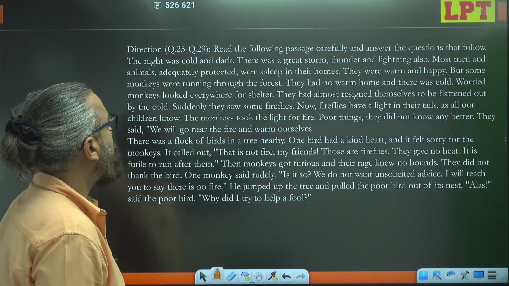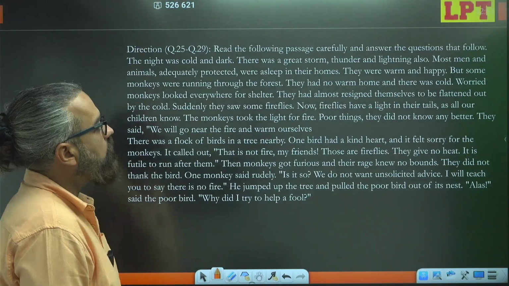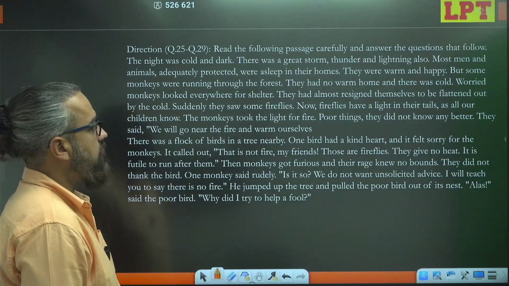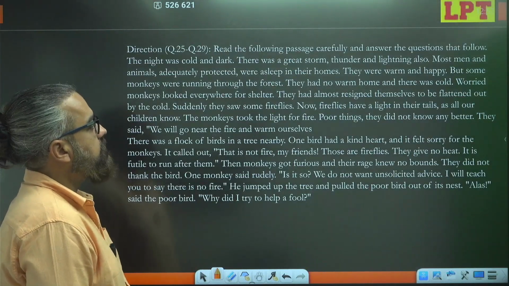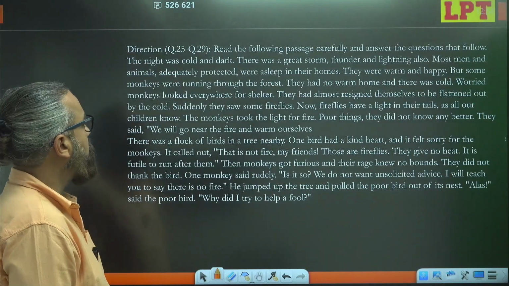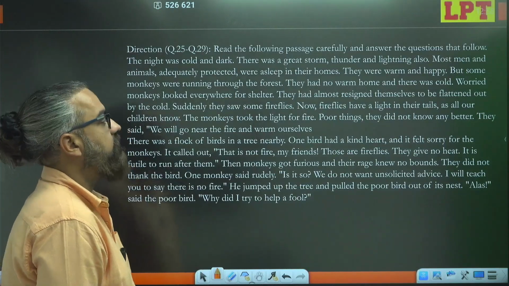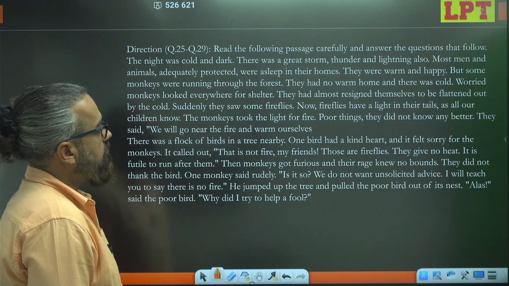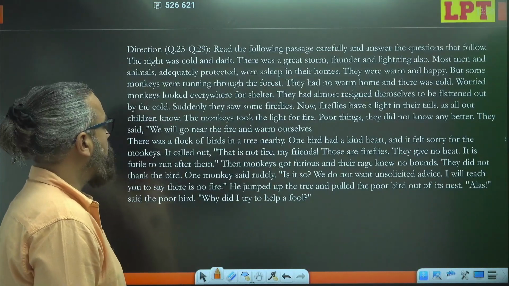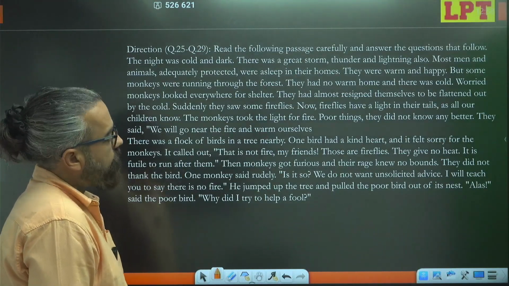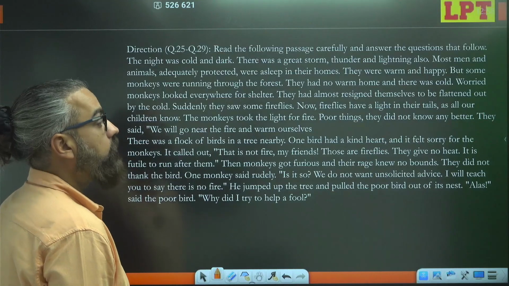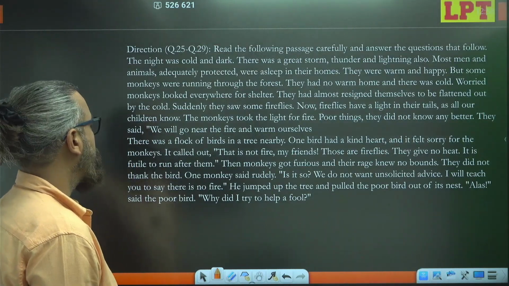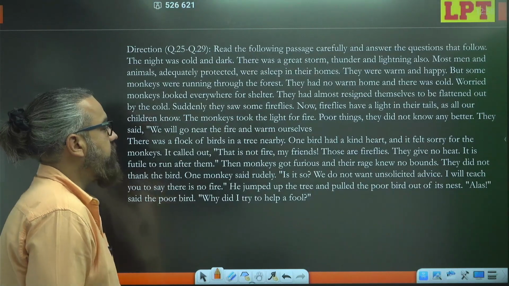But some monkeys were running through the forest. They had no warm home and there was cold. Worried monkeys looked everywhere for shelter. They had almost resigned themselves to be flattened out by the cold. Suddenly, they saw some fireflies. Now, fireflies have a light in their tails, as all our children know. The monkeys took the light for fire. Poor things, they did not know any better. They said, we will go near the fire and warm ourselves. There was a flock of birds in a tree nearby.